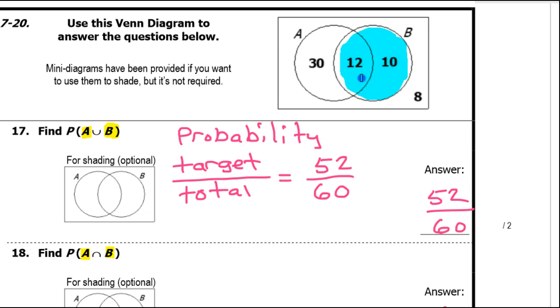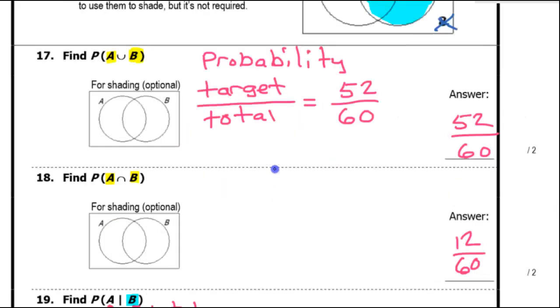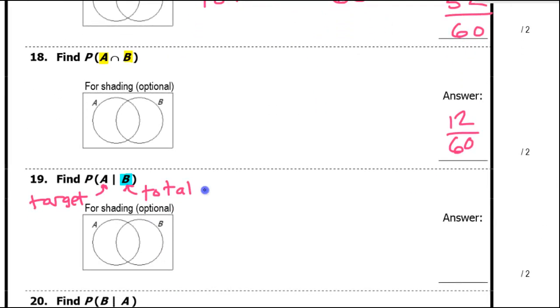Okay, so this is set B, this is the new total. Before I do anything else, since this is now the total, that means there can't be any other numbers. There can't be an 8, there can't be a 30. Cross those out, they are gone. So the new total is 22. So we're going to put that in the denominator. When we do target over total, it'll be something over 22.